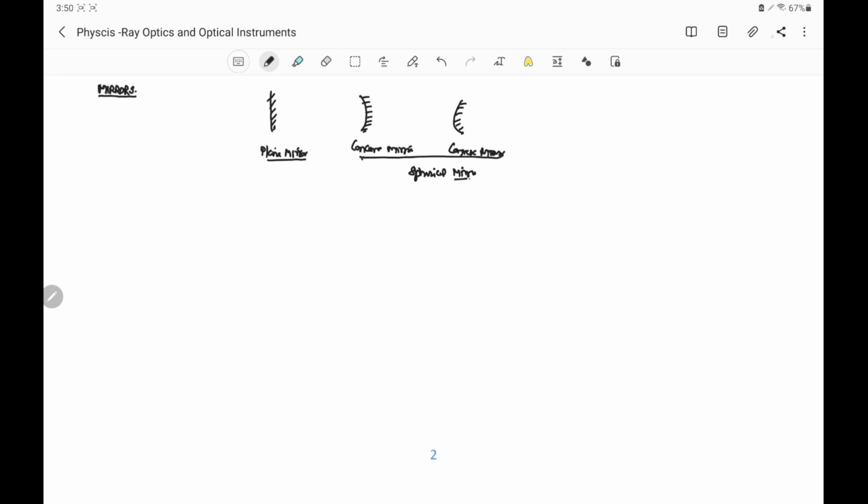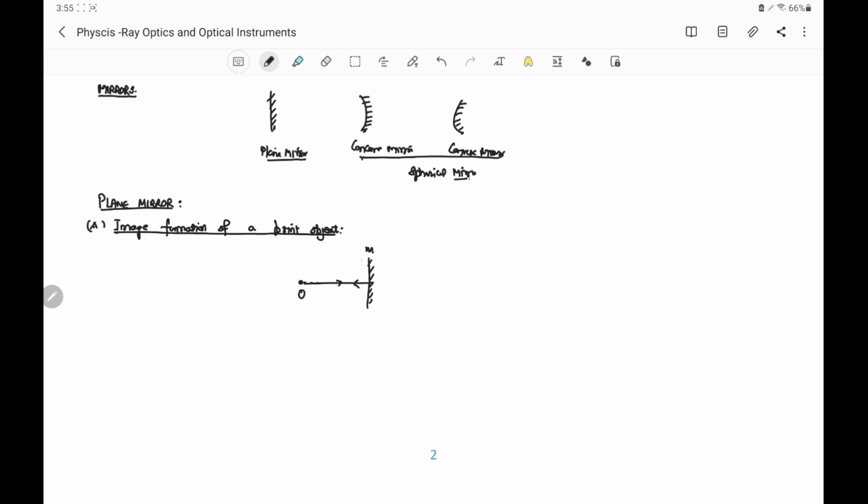Now first we take the plane mirror, and we will discuss the image formation of a point object. Suppose a plane mirror M is given and an object O. For image formation we have to take two rays. Suppose one ray is incident along the normal, so the angle of incidence is 0, and for normal incidence the reflected ray is also along the normal.